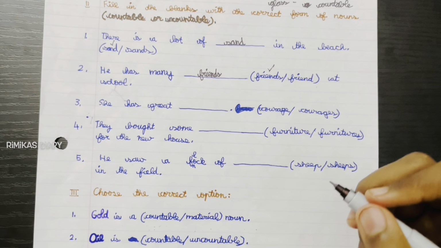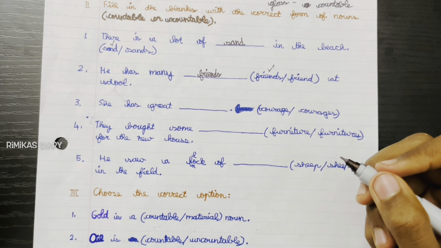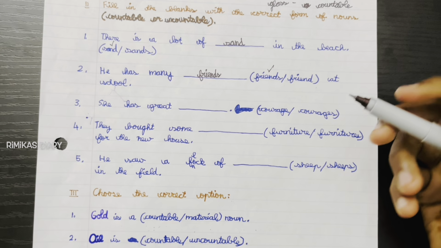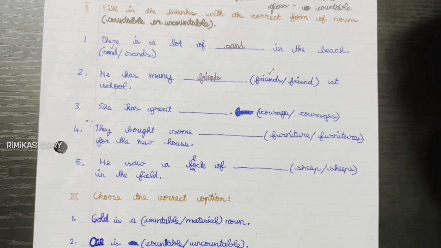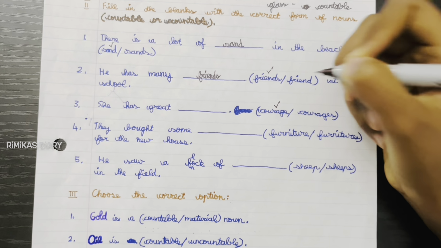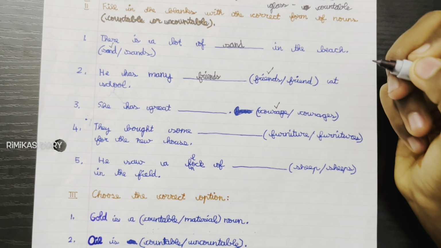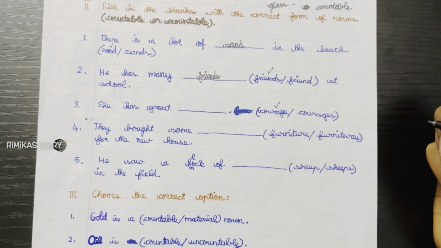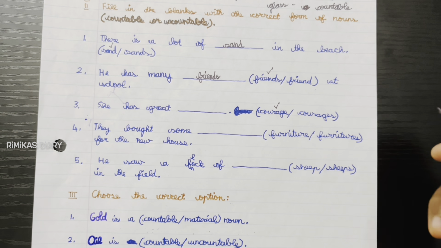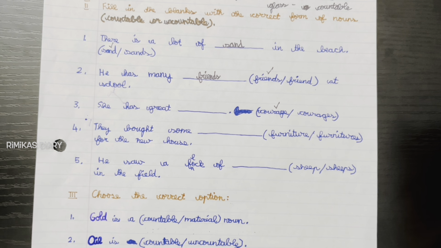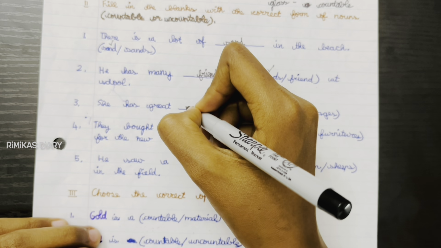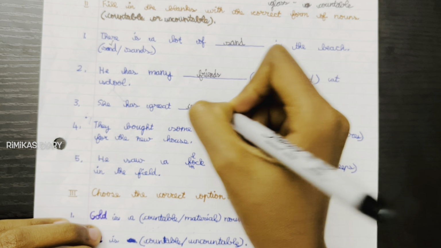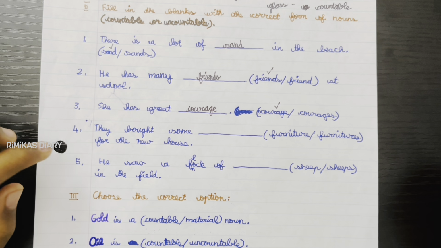Third question. She has great dash. Courage, courageous. I'm picking courage because courage is uncountable. It's an abstract noun. Abstract nouns are always uncountable, so there's only a singular form in that. So I'm picking courage. She has great courage.